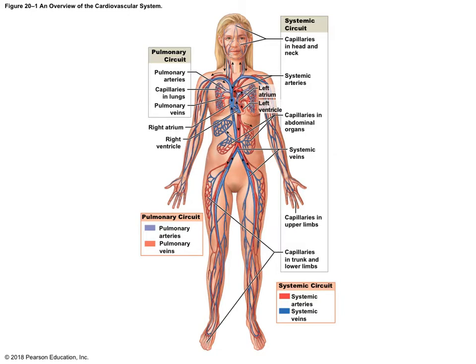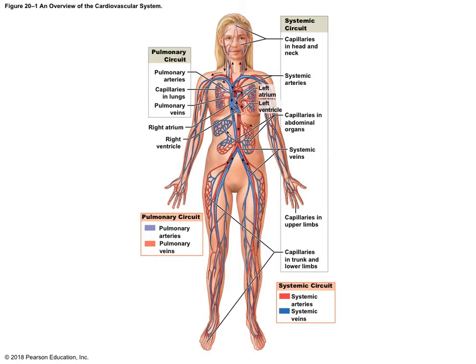One is called the systemic circuit, and the systemic circuit is the circuit where blood is transported from your heart throughout your body and then back to the heart again. It's different from the pulmonary circuit, which is where the blood flows to and from the lungs.